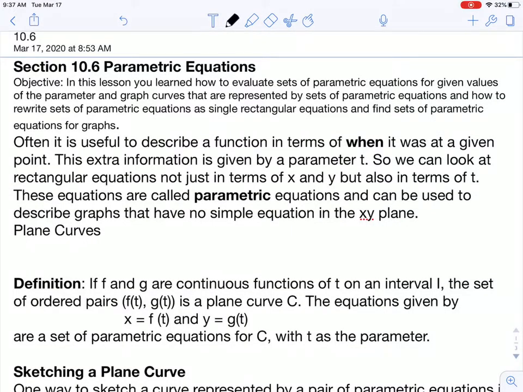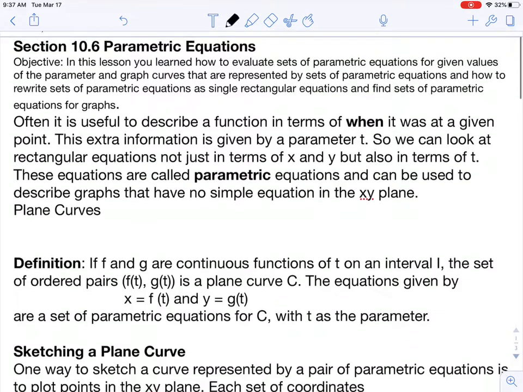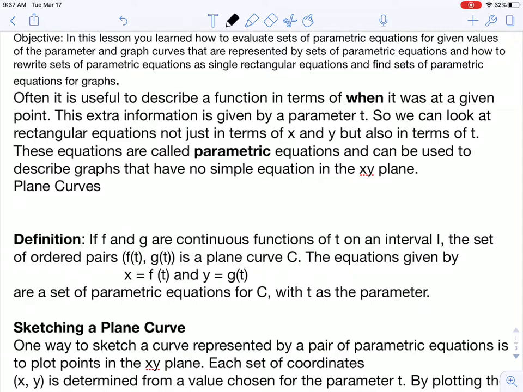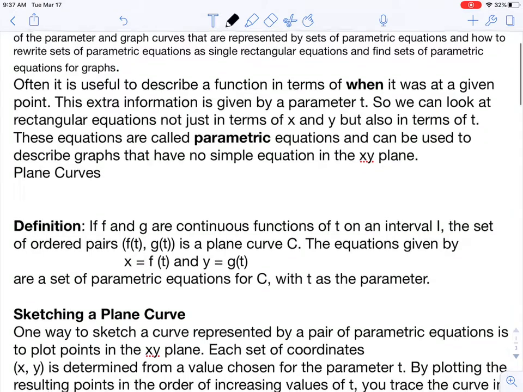All right, we are going to do parametric equations, notes on chapter 10, section 6. Parametric equations are used when it is necessary not only to know where you are in length and height, but also to know where you are in time. So we take an equation that is in the xy plane and we introduce a third parameter called t, usually.